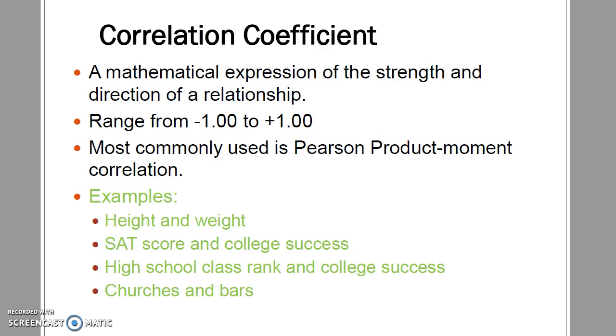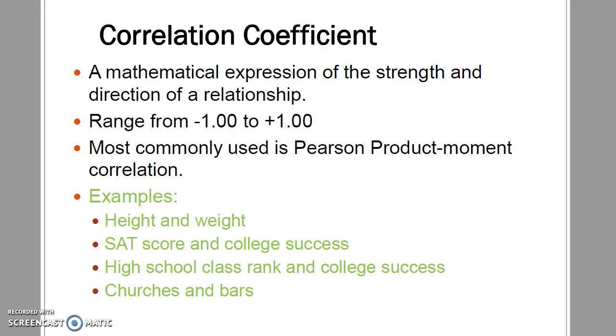So the correlation coefficient gives you the strength and the direction of a relationship. Now, as we talked about, there is much more probability of having a high-high and a low-low relationship than a high-low and a low-high relationship. There is very little systematic tendency there. So let's talk about the correlation coefficient.